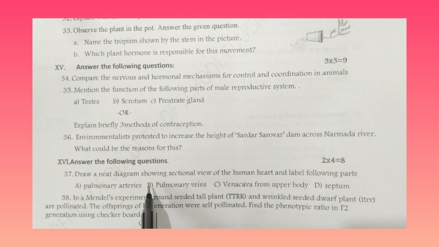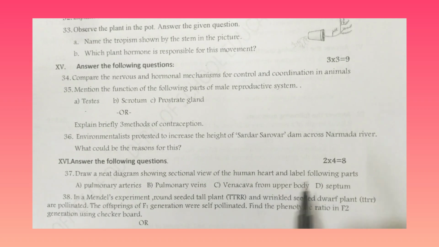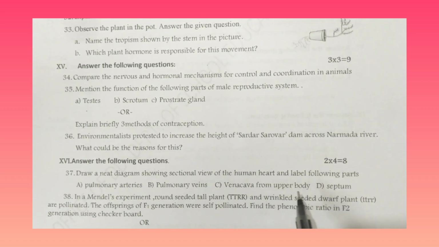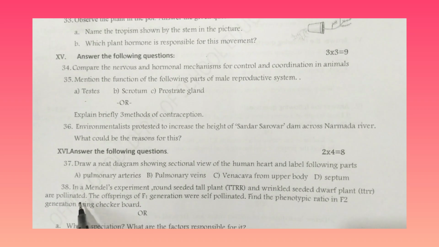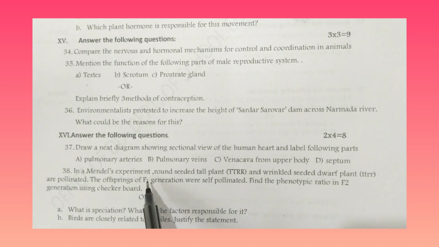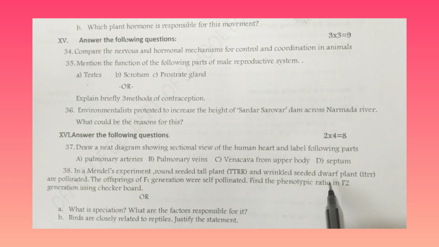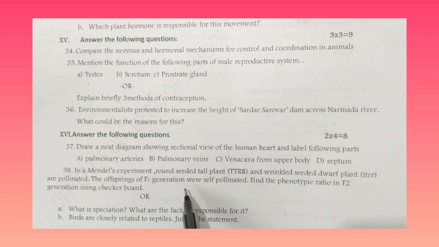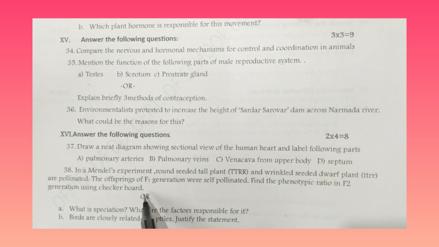Draw a neat diagram of a sectional view of the human heart and label the following parts: pulmonary artery, pulmonary vein, vena cava from upper body, and septum. So 38 and the last question. In a Mendel's experiment, round-seeded tall plant and wrinkle-seeded dwarf plant are pollinated. The offspring F1 generation were self-pollinated, and give the phenotypic ratio in F2 generation using checkerboard.